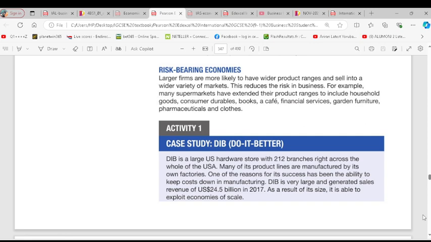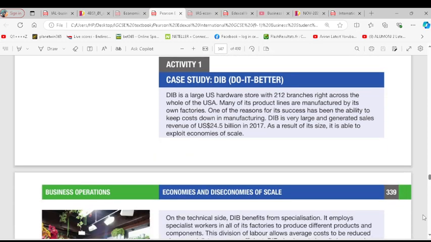Unlike a small business with a limited product portfolio. If that product or service is not selling, then it's gone. That's a problem. Do you understand? So that is risk-bearing: the ability of a firm to spread its risk. Diversification. Any question about internal economies of scale?